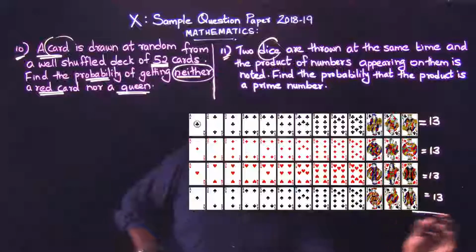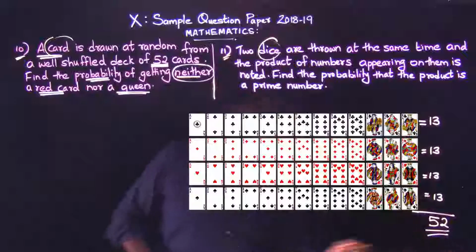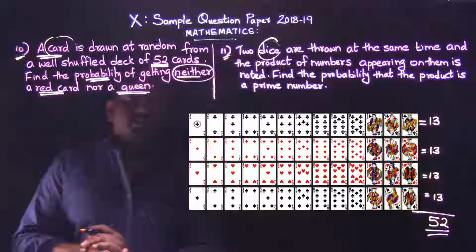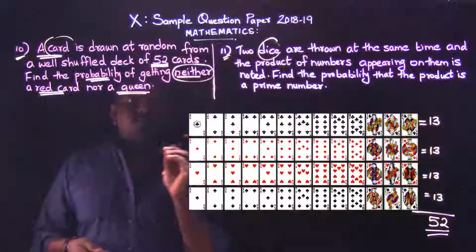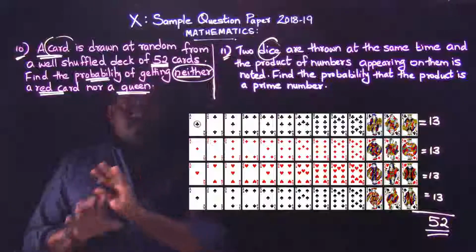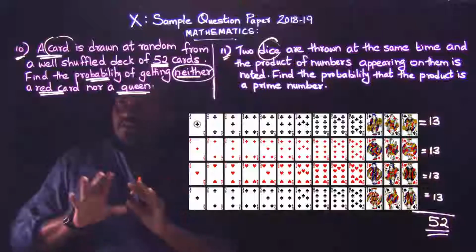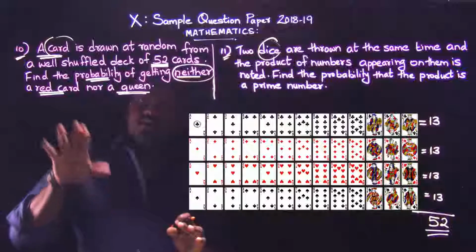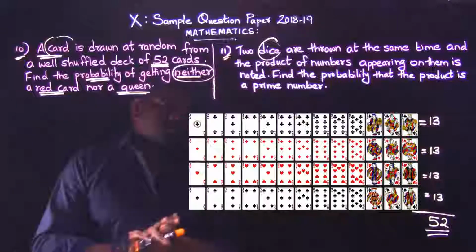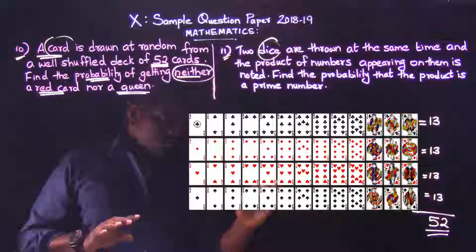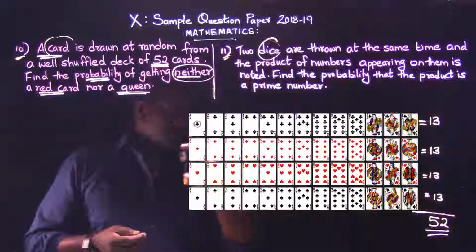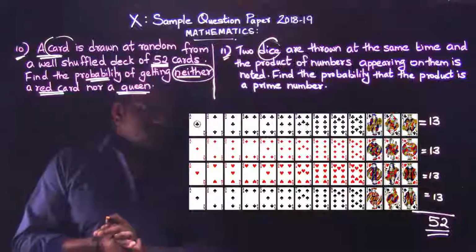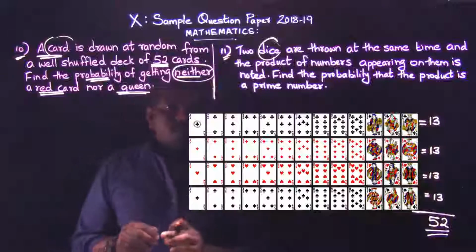You can see that if you total everything, it's going to be 52 cards in total. Okay, so in this 52 cards, what is the probability of getting neither a red card nor a queen? I must not get this queen, and I must not get any of these red cards. There are two ways to look into this.